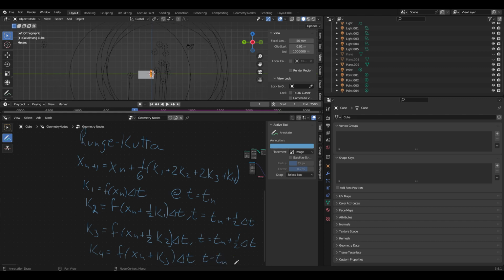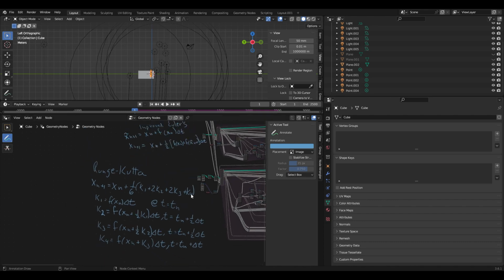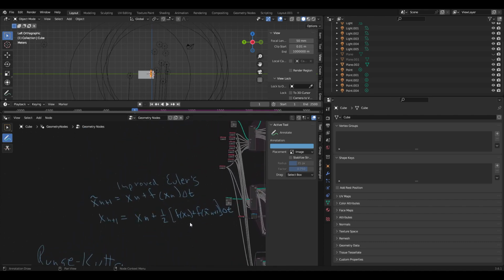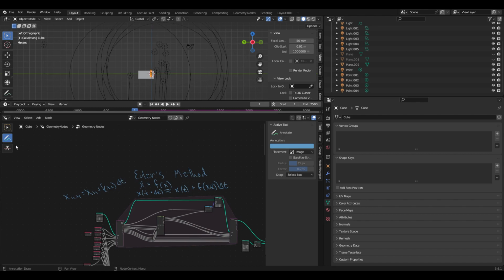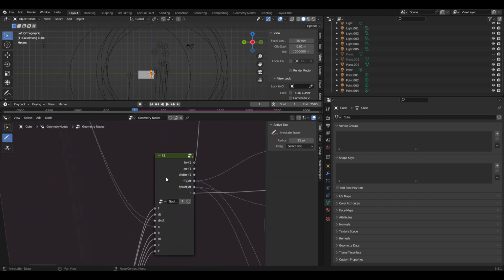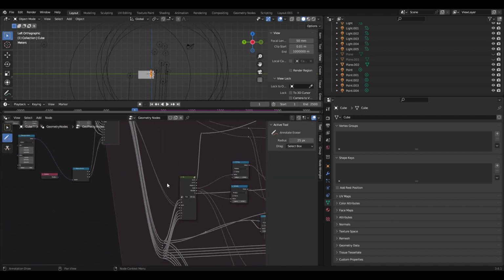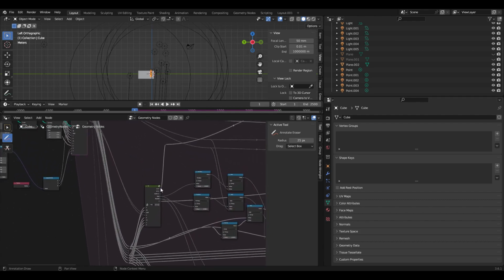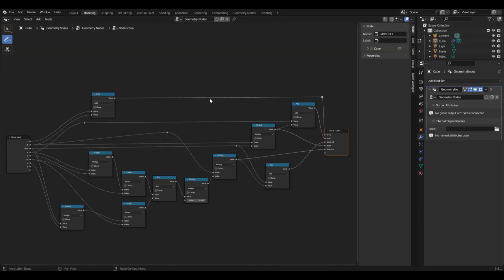The Runge-Kutta is a little more complicated, and here I'm showing all the equations. It's just coming up with different slopes for the solution, and you can look this all up on Wikipedia or whatever. It comes up with an estimate of the x of n plus 1, and this is the Runge-Kutta 4-5, I believe.